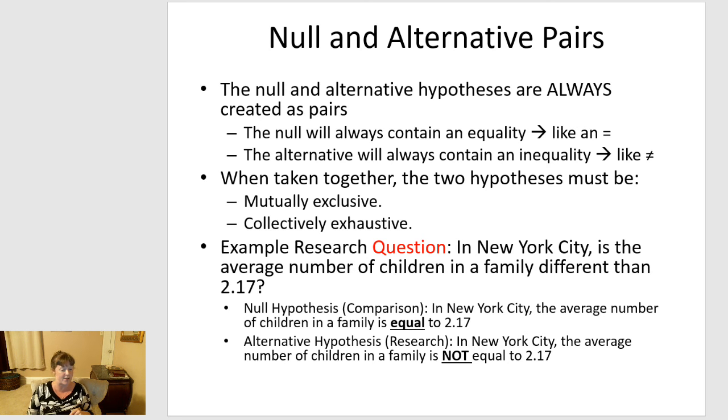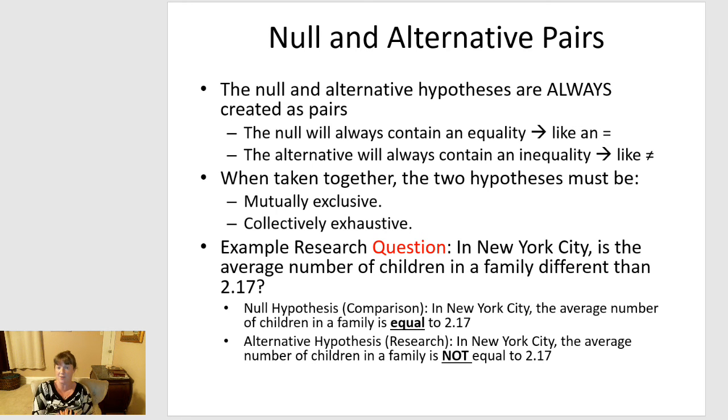And I happen to know that the average number of children across the U.S. is 2.17. So what I'm really asking as a researcher is, in New York City, is the average number of children, is the mu there? Remember, mu is just the population average. I'm wondering if the average in New York City is different than the number of children in the U.S. in general. So now I can create my null and alternative hypothesis.